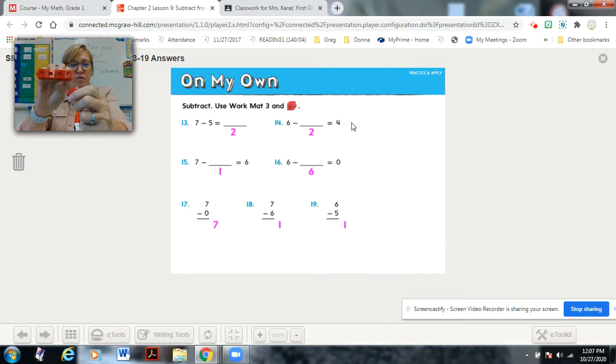I took away the 4 because I knew that's what I needed to have left. How many did I take away? Well, here's what's in my hand. 1, 2. And there's your answer using the cubes. Okay? And if you need to pause to keep checking, or if you need to make a correction, certainly do that.